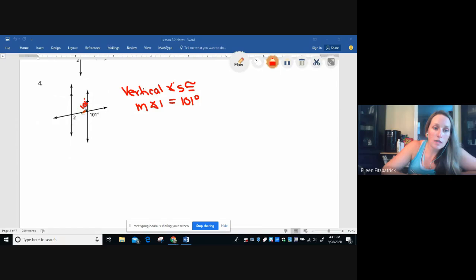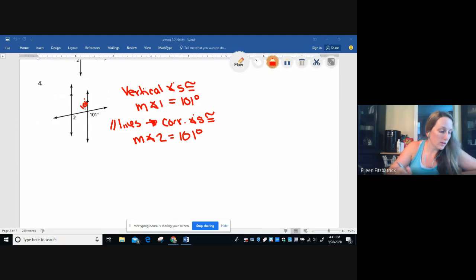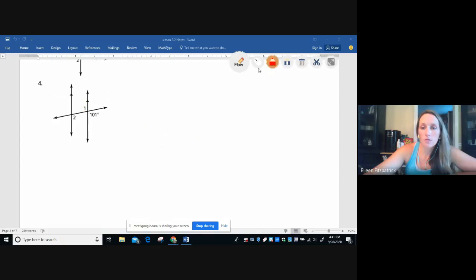Now, what about angle 2 and the given, or angle 2 and angle 1? You could use either relationship. Angle 2 and angle 1 are alternate interior angles, which are congruent when the lines are parallel. Angle 2 and the given are what kind of angles? Corresponding angles, which are congruent when the lines are parallel. So parallel lines implies corresponding angles congruent. So I know the measurement of angle 2 is equal to 101. All right, let's keep on moving along.